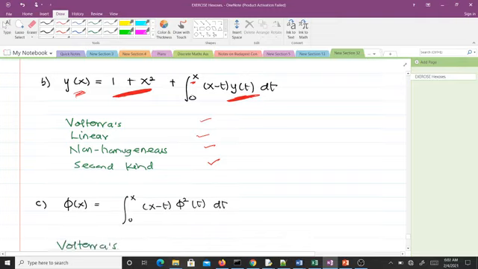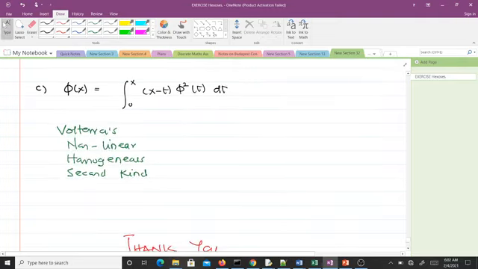Then let's take our last example. It is Volterra because of x here. Non-linear because you could see here it is power 1, but here it is what? Power 2. So it makes it non-linear. It is homogeneous because our free term or forcing term is 0. It is the second kind because you see this and you also see that. Okay, so it's the second kind.